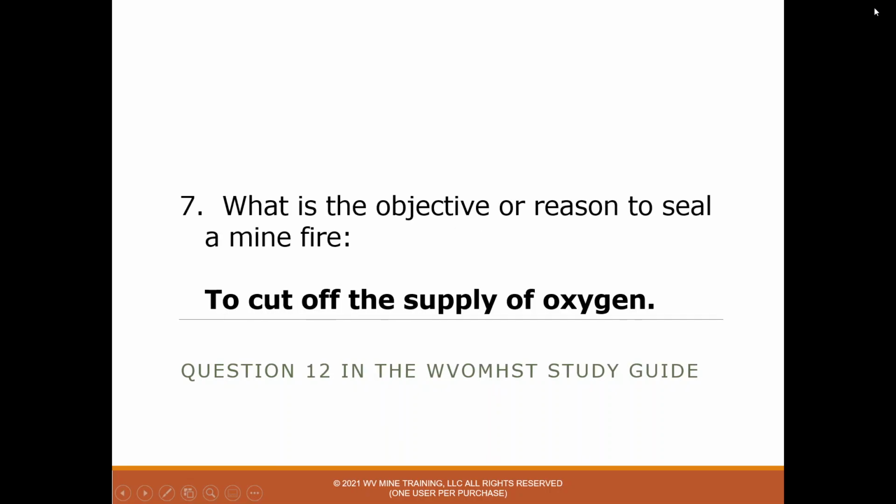Question 7, what's the objective or reason to seal a mine fire? And the answer to that is to cut off the supply of oxygen. So if we cut off the supply of oxygen, we're no longer adding new air to it, which has oxygen in it. The fire will eventually consume the oxygen and it will go out when there's not enough oxygen there to support the fire.